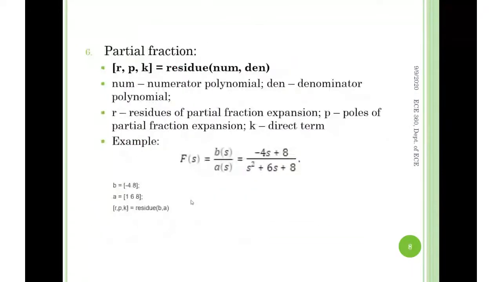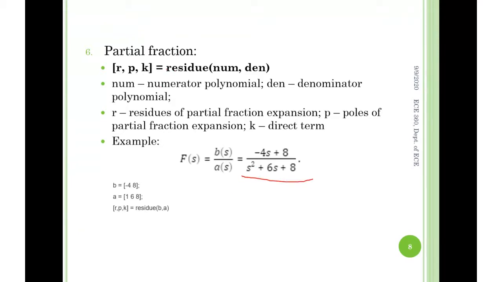Here, this is number 6. Obviously, we have number 1 through 5. We will see if we have time today to talk about them. But this partial fraction is the most important thing for today. So here is teaching you how to conduct a partial fraction on a given transfer function like this example here.